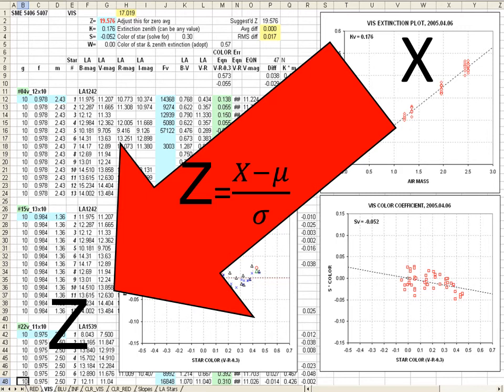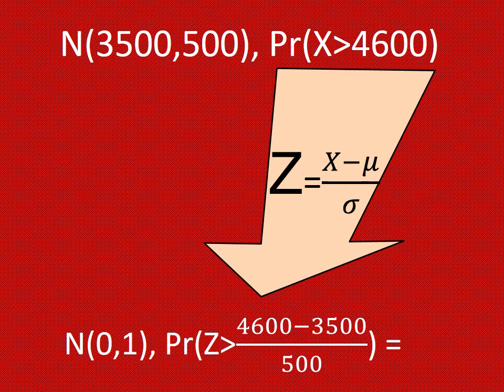Now, how do we use this formula in our baby weight problem? The problem in symbolic notation is at the top. It reads, we have a normally distributed variable x with mean 3500 and standard deviation 500, and we wish to find the probability that x is greater than 4600. To find it, we zify, and the result is given at the bottom. It reads, for a normally distributed variable z with mean 0 and standard deviation 1, we must find the probability that z is greater than 4600 minus 3500 divided by 500.